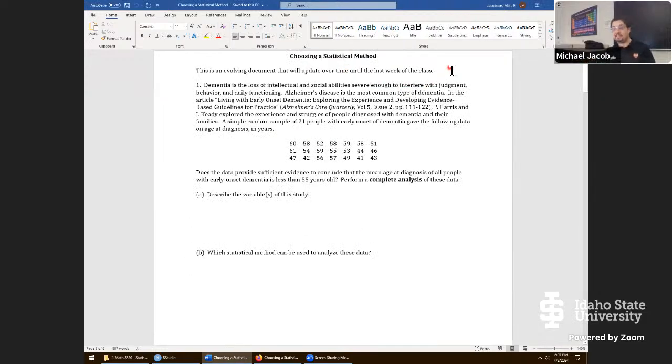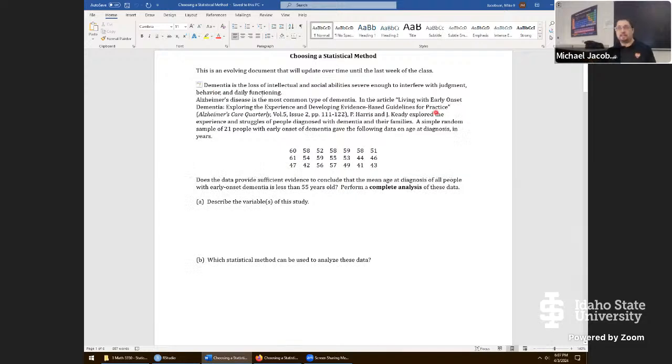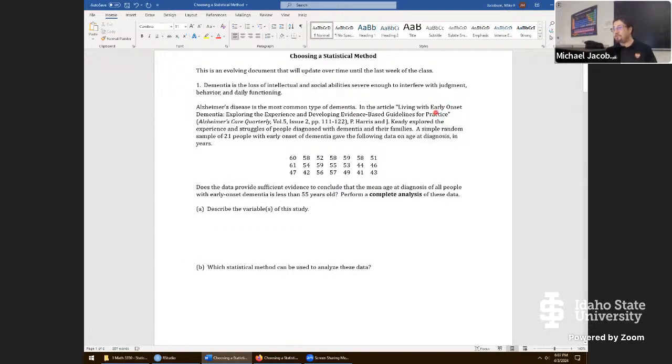So let's go down the line. This is the first problem. I'm not sure if we've done this problem or not, but it says dementia is the loss of intellectual and social abilities severe enough to interfere with judgment, behavior, and daily functioning. They tell us next, oh, that was weird. Let me see if I can fix that. Alzheimer's is the most common form of dementia.